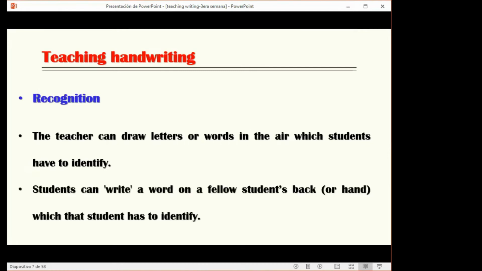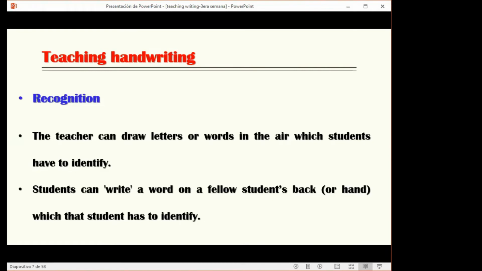Students can write a word on a fellow student's back or hand, which that student has to identify. So they draw again using their hands and fingers. They're going to draw letters of a word. Here you can say the word on the back of his or her partner, and the other student needs to guess, identify. Yeah, I think you wrote pen. It was not pen, 10. Oh, yeah. So like a game. So they start recognizing, all right?